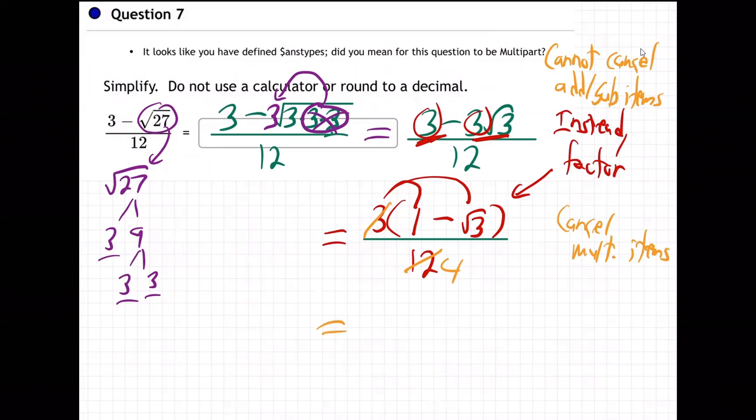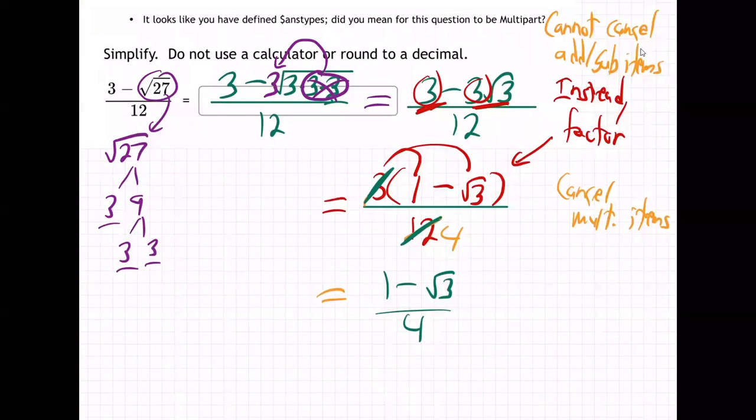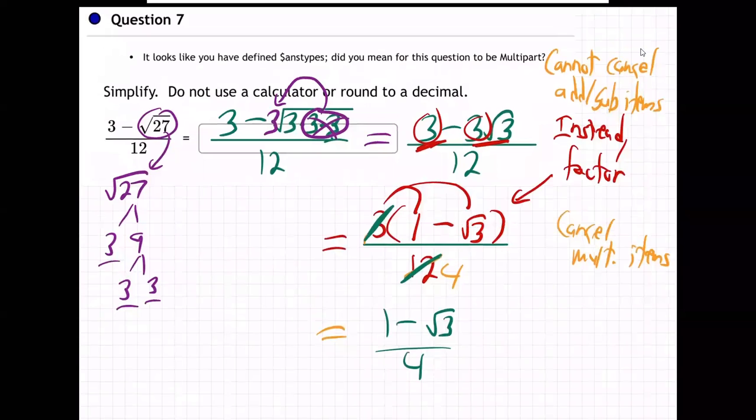So what are we left with? 1 minus root 3 over 4. You don't need the parentheses anymore. The 3 is gone. The 12 is gone. There's just a 4 in the place. And that's it. That's our final answer. We're done. So now what about that root? He's in the top. We're fine with the roots in the top. We just don't like roots in the bottom. We're fine. That's good. And we simplified it as far as it could be simplified. So there we go.